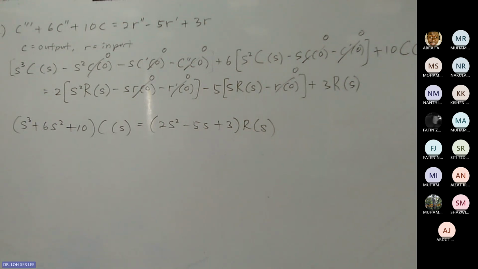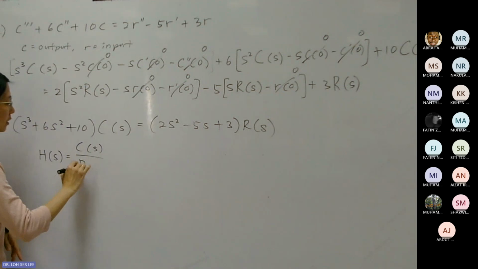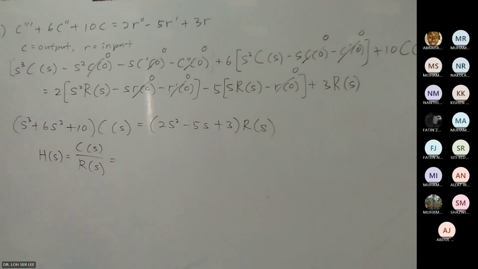Okay, so the transfer function. The transfer function is output over input. It's C over R. C over R means that R bring it to the left, this one bring to the right.